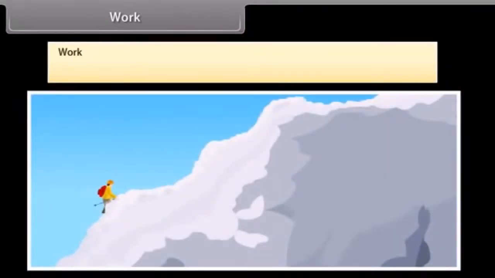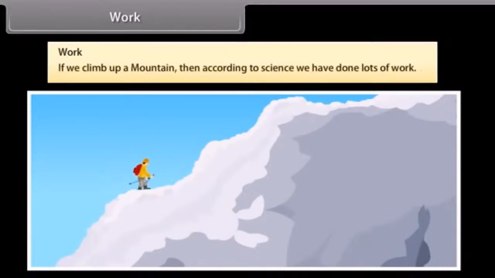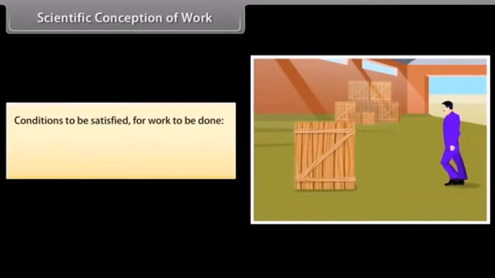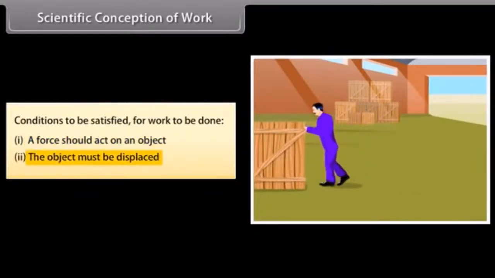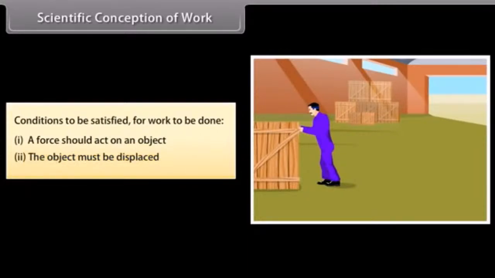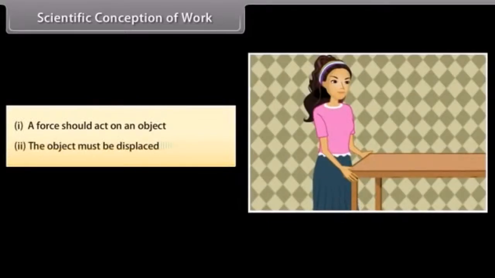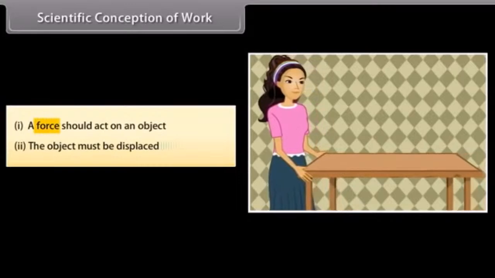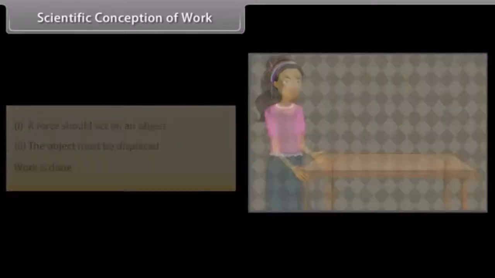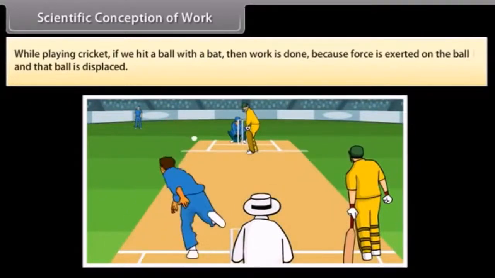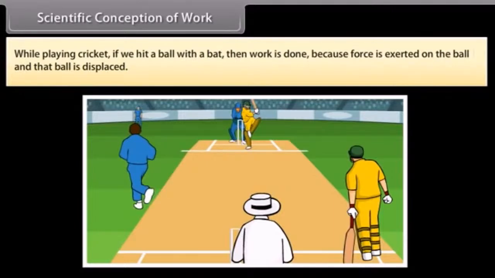We use and define the term work differently in science. For example, if we climb up a cliff, then according to science we have done lots of work. Scientific conception of work. For work to be done, these two conditions should be satisfied. First is, a force should act on an object. Second is, the object must be displaced. Let's take a look at a few situations. If we pull a table and the table moves through a distance, here we have exerted a force on the table and it is displaced. So both the conditions are satisfied here. Therefore, work is done. Similarly, while playing cricket, if we hit a ball with a bat, then work is done because force is exerted on the ball and that ball is displaced.